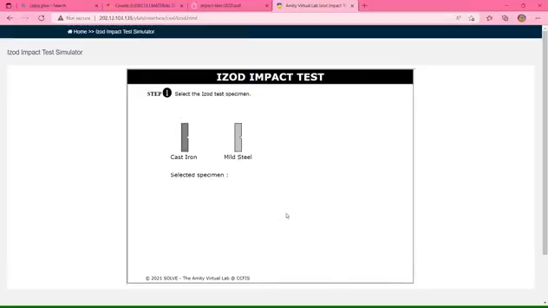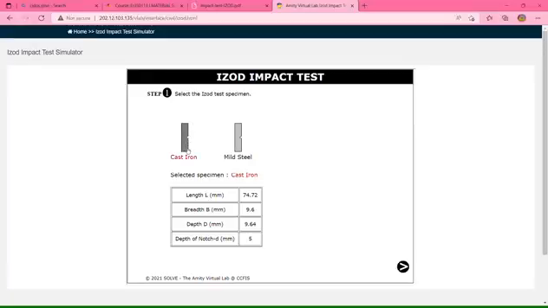Step 1 to do the Izod impact test is to select the Izod test specimen. First we select the cast iron. As we can see, the characteristics of the cast iron are: the length is 74.72 millimeter, the breadth is 9.6 millimeter, the depth is 9.64 millimeter, and the depth of notch D is 5 millimeter.